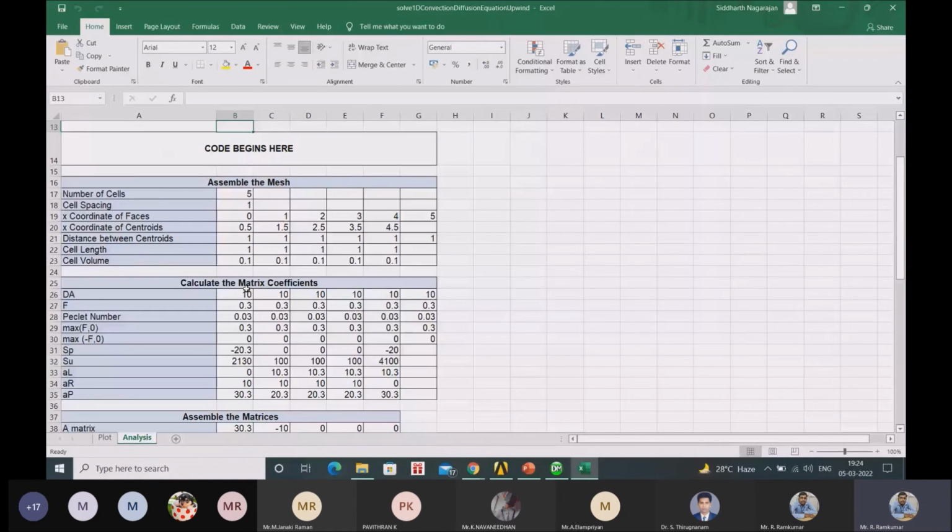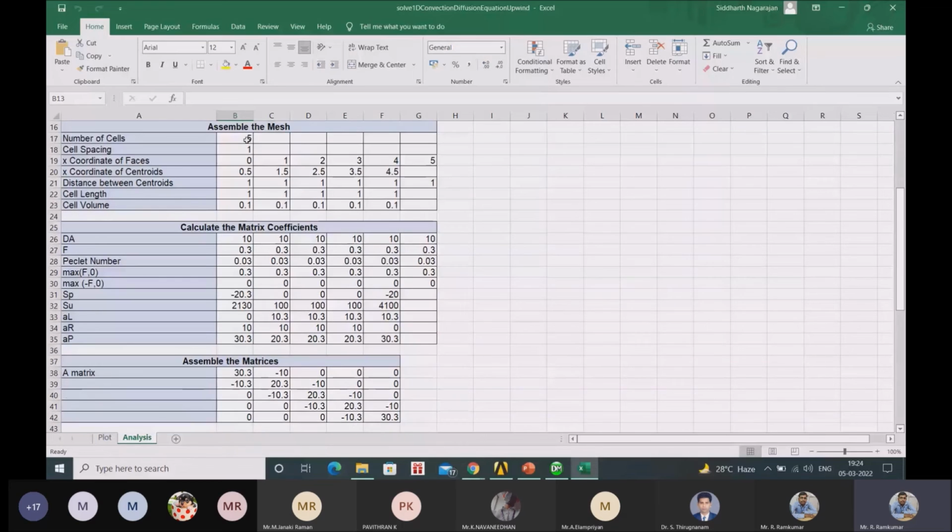So basically, you are saying, I want 5 cells. These cells are spaced 1 mm apart from each other. And then for each coordinate, you're saying where it is placed. These are all the x coordinates, and then the x coordinates of the centroids everywhere. All that is being computed. So you can very simply develop this code using Excel itself. You can do the same thing in Python, in MATLAB, everything.